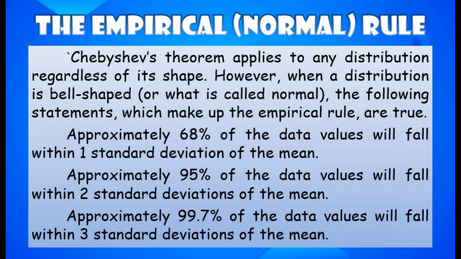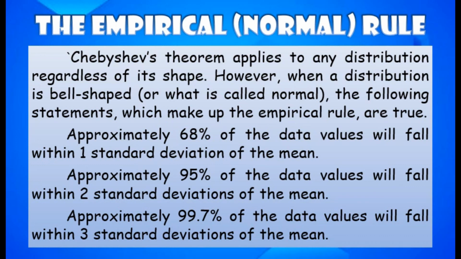The empirical normal rule. The empirical rule, also referred to as the 3 sigma rule or 68, 95, 99.7 rule, is a statistical rule which states that for a normal distribution, almost all observed data will fall within 3 standard deviations of the mean. In particular, the empirical rule predicts that 68% of the observations fall within the first standard deviation, 95% within the first 2 standard deviations, and 99.7% within the first 3 standard deviations.